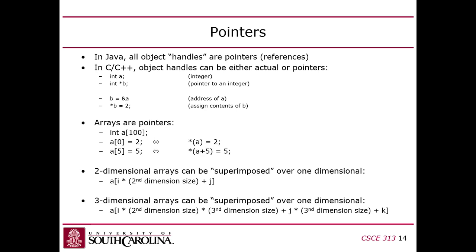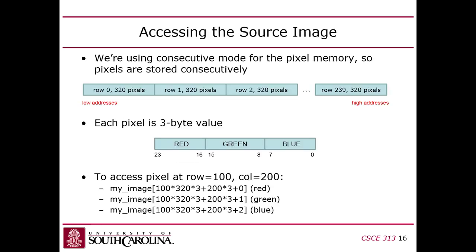Okay, anything else I want to say? So once you have that in there, it will create something called myImage, which will be a global variable. So you can reference that thing anywhere in your software, as long as you include the header file, myfile.h. And then you would address it as a one-dimensional array. So if I want a pixel at row 100 and column 200, then I would say 100 times 320 times 3 plus 200 times 3 plus 0 for red, plus 1 for green, plus 2 for blue. Make sense?